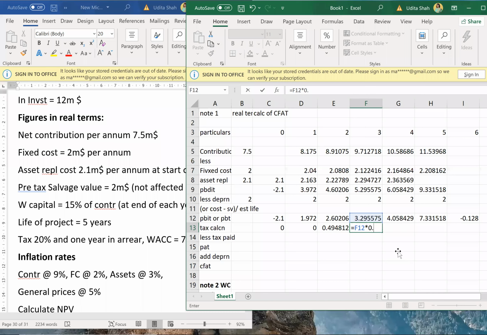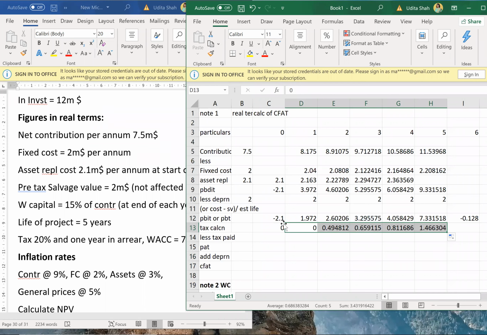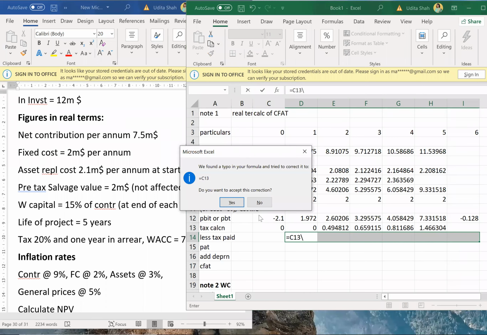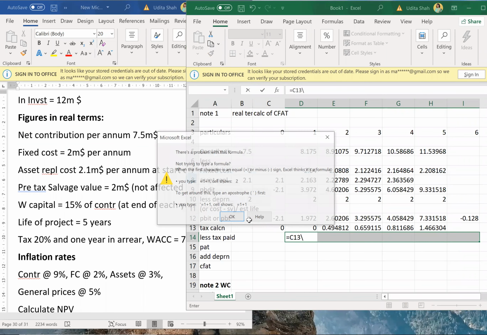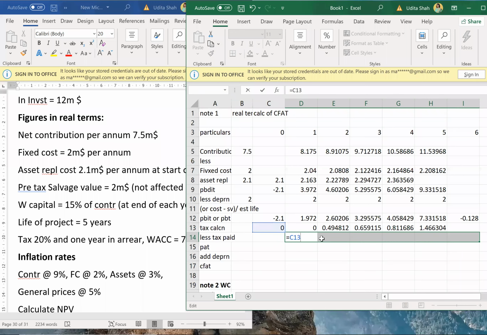That is my tax. But this tax will be paid in arrear, so it will be paid in the next year. So I'll have to do it like this, copy and paste. Oops, I don't think that will work that way. So I'll just put it equal to this and I'll drag it over 6 years. Okay, so tax is paid in 1 year, it's in arrear.